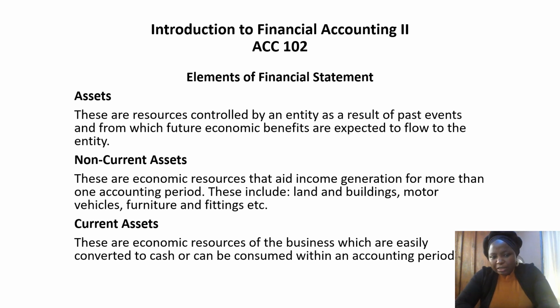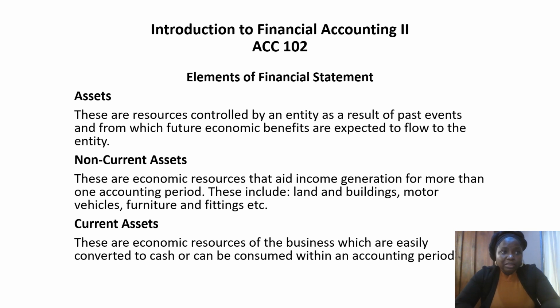If you look at the definition of asset as given earlier, we said the resources owned, controlled, managed by a business entity, managed by a corporation. But in the case of non-current assets, we are saying that these are resources that further assist in generating additional income or revenue for the organization for more than one accounting period. It means those assets are to be used for more than 12 calendar months.